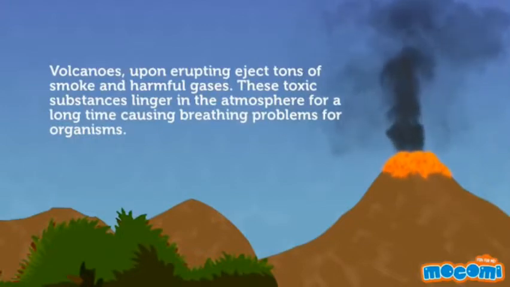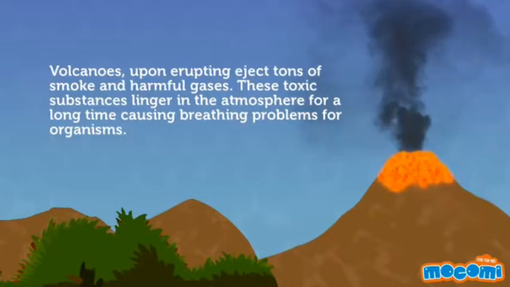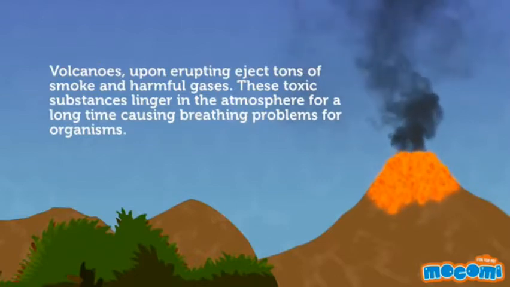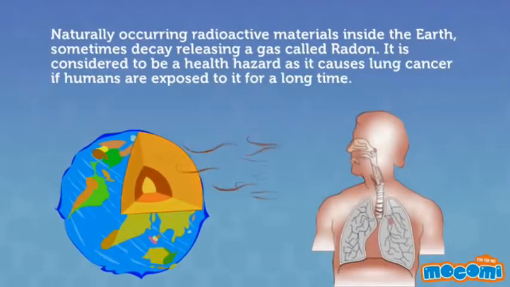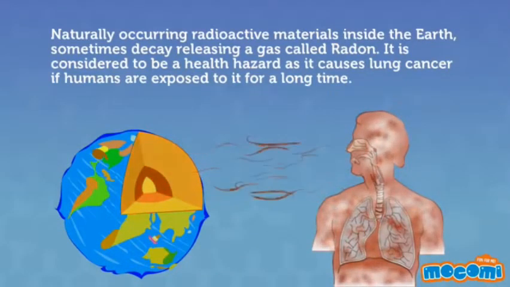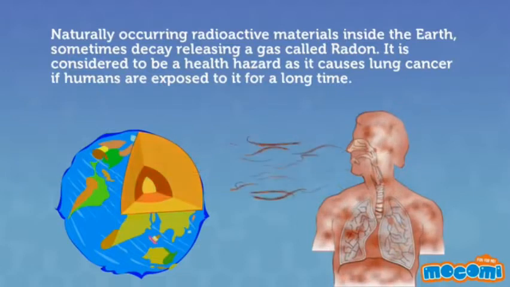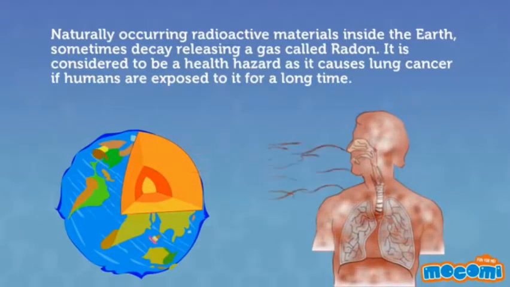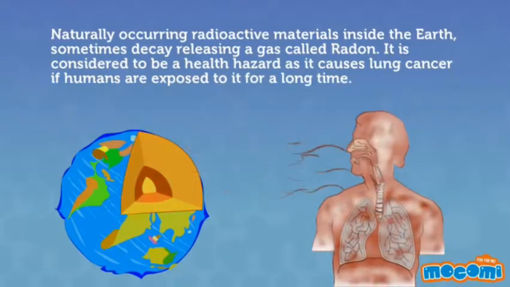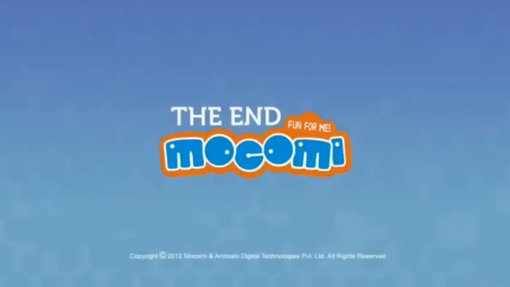Volcanoes, upon erupting, eject tons of smoke and harmful gases. These toxic substances linger in the atmosphere for a long time, causing breathing problems for organisms. Naturally occurring radioactive materials inside the earth sometimes decay, releasing a gas called radon. It is considered to be a health hazard as it causes lung cancer if humans are exposed to it for a long time.